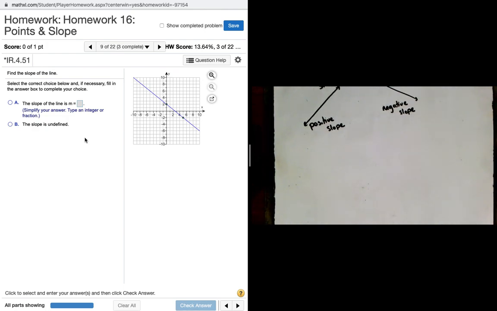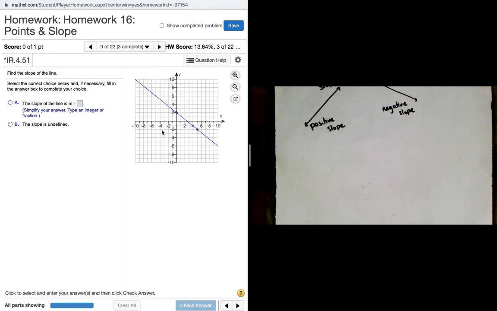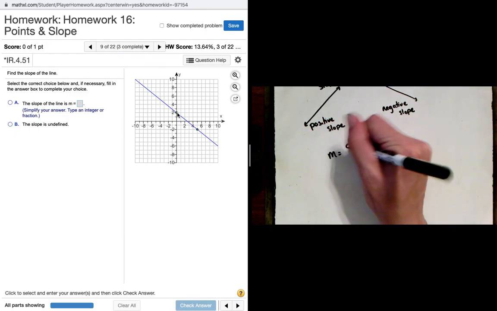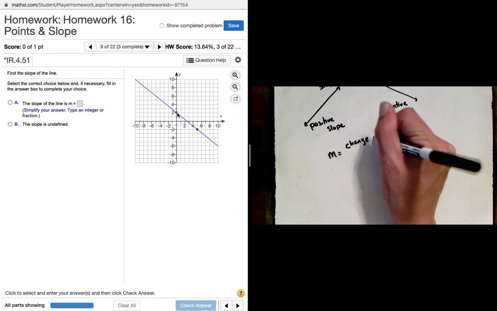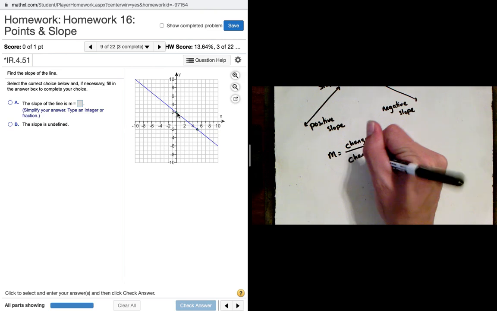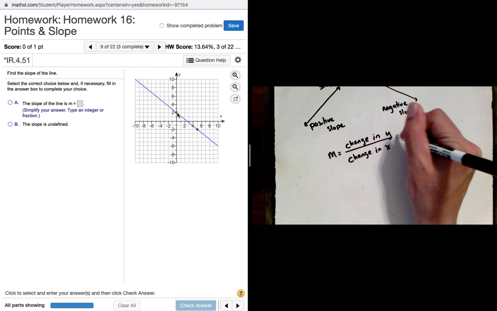For the next one, the only difference in this one is that as we count the points over, the y value, when we find that, notice that we're heading down. So again, we want to always choose points from left to right. So we're going to start at this point and we're going to end at this point over here. We're going to count down our spaces. So again, our m value is change in y over change in x.